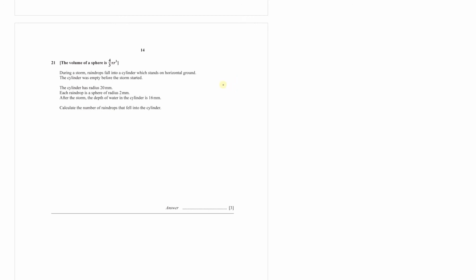So let's say we have a cylinder here, and we are given the cylinder has radius 20 millimeters. So this radius here is 20 millimeters, and you're not given the height of the cylinder, right? You're given the radius, the sphere radius, and the depth of the water in the cylinder, 16.